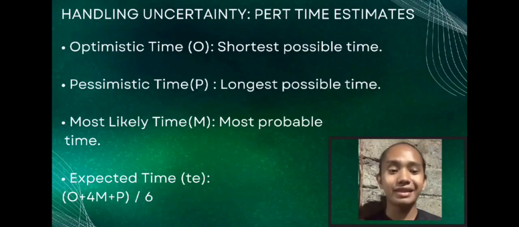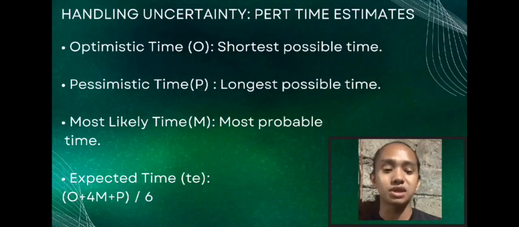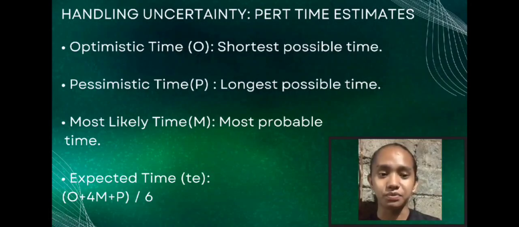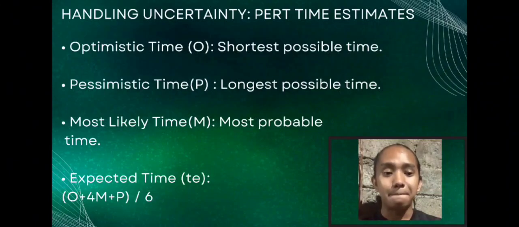So next is handling uncertainty. This is about being realistic because things don't always go exactly as planned. First, optimistic time. This is the super fast scenario. Everything goes perfectly and the task takes the shortest possible time. Maybe setting up the sound system could be done real quick if all equipment works perfectly. Then pessimistic time. This is the opposite: everything goes wrong and the task takes the longest possible time. Maybe setting up the sound system takes much longer if there are technical issues or a power outage.